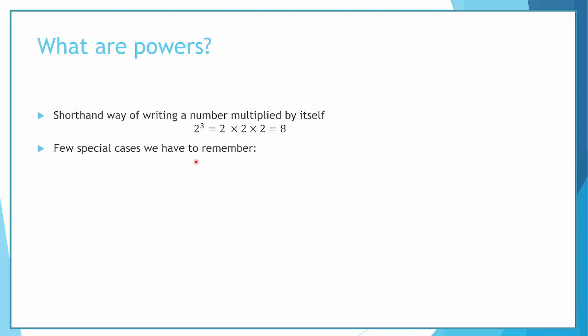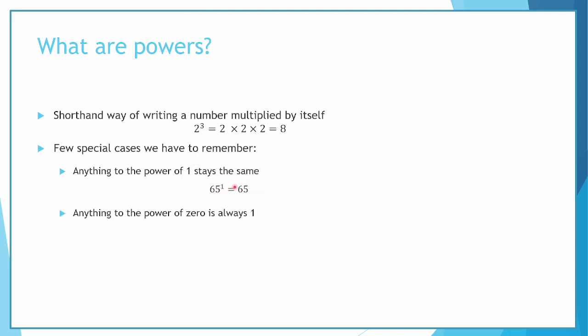There's a few special cases that we have to remember. Anything to the power of 1 stays the same. So if we had 65 to the power of 1, that's just going to give us 65. Anything to the power of 0 always is 1. So 34 to the power of 0 equals 1. Even if we had 537,000 to the power of 0, that would still give us 1.